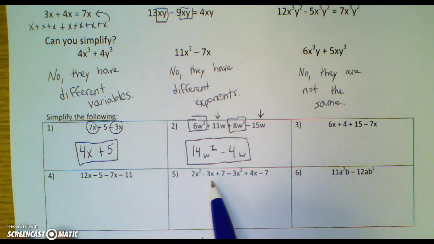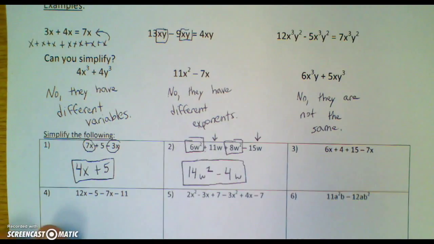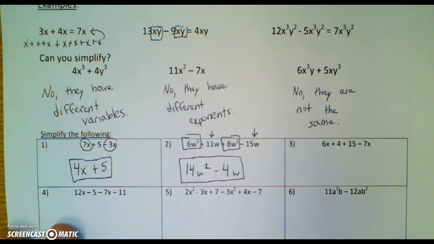Generally, when you write your answers, you write them from highest exponent to lowest exponent. This one is the second power, so it's higher than this exponent, so I started with that term. Number 3, look for the like terms.